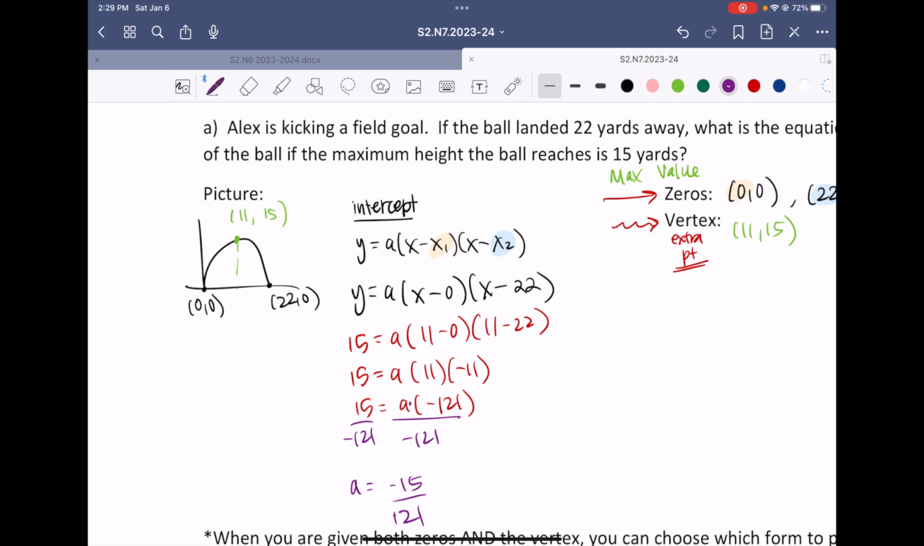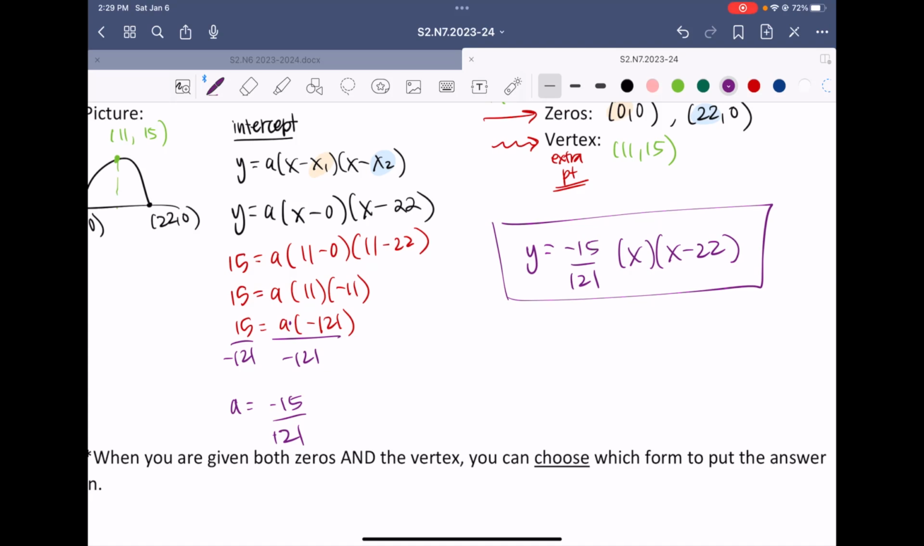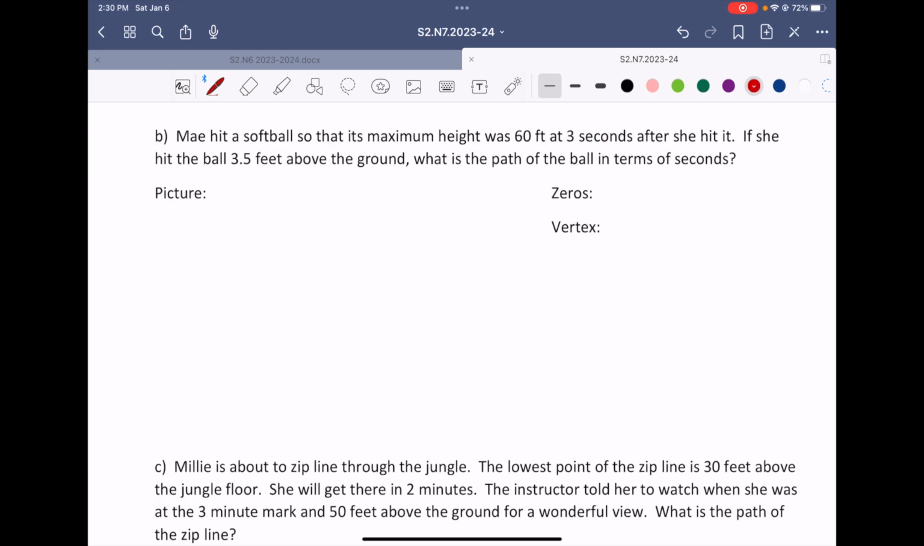Maybe that was the last video. I don't know. So here we go. What's our equation? Y equals negative 15 over 121 times x minus 0. So I'm just going to leave it as x times x minus 22. That's the intercept form. Just as easily, you could write it in vertex form, though, because now we have the A value. A value is the same regardless of the form you choose. A times x minus the x part of your vertex, squared, plus the y part of your vertex. There's that one. Doesn't matter which form you choose to find your A value, you should be able to fill that in pretty quickly.